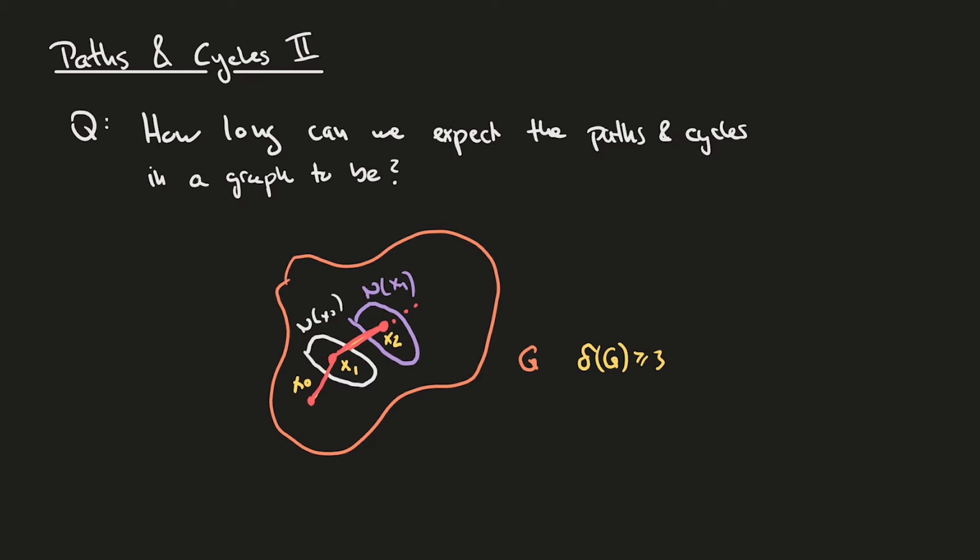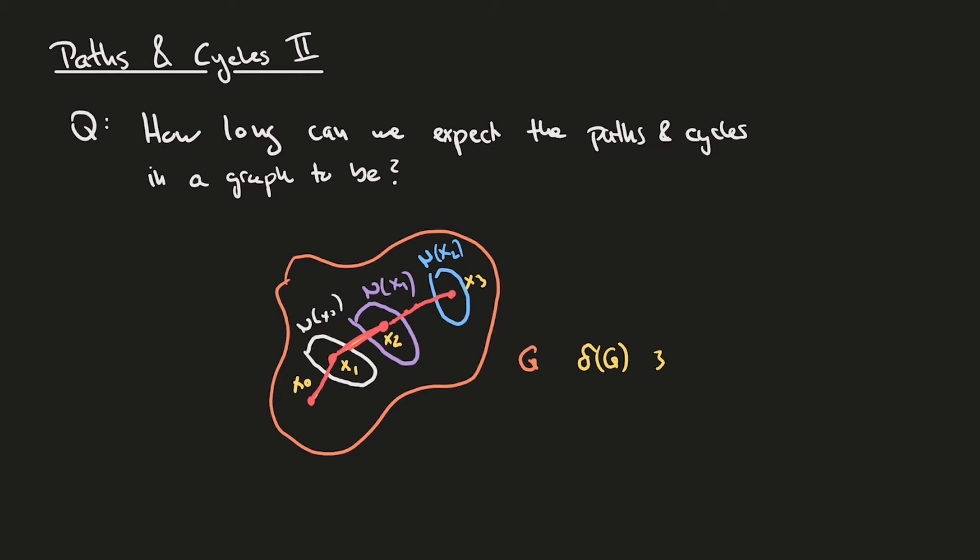And finally, if we look at the neighborhood of x2, we again know that this contains at least 3 vertices, and at most 2 of those could be either x0 or x1. So there has to be another vertex which is distinct from x0 and x1, which we'll call x3, and we can then further extend the path to that vertex x3.